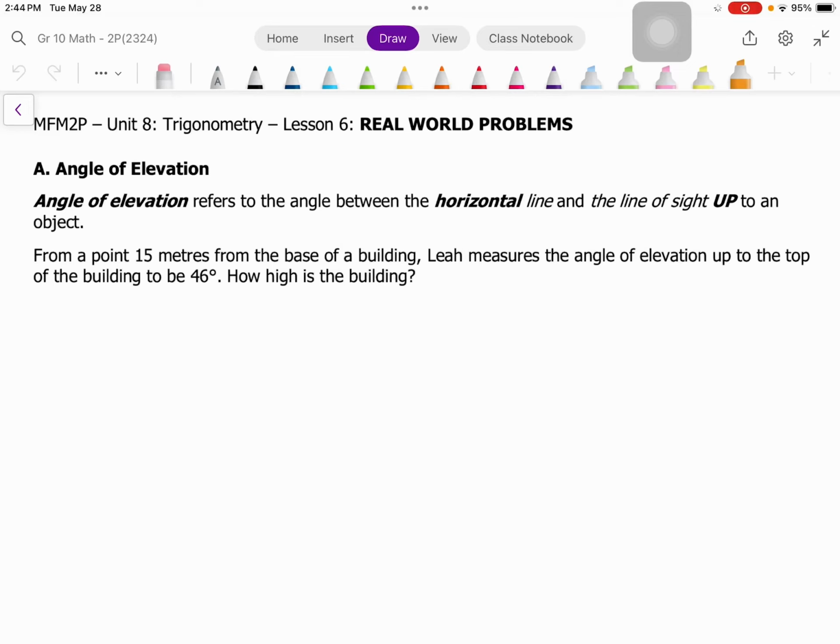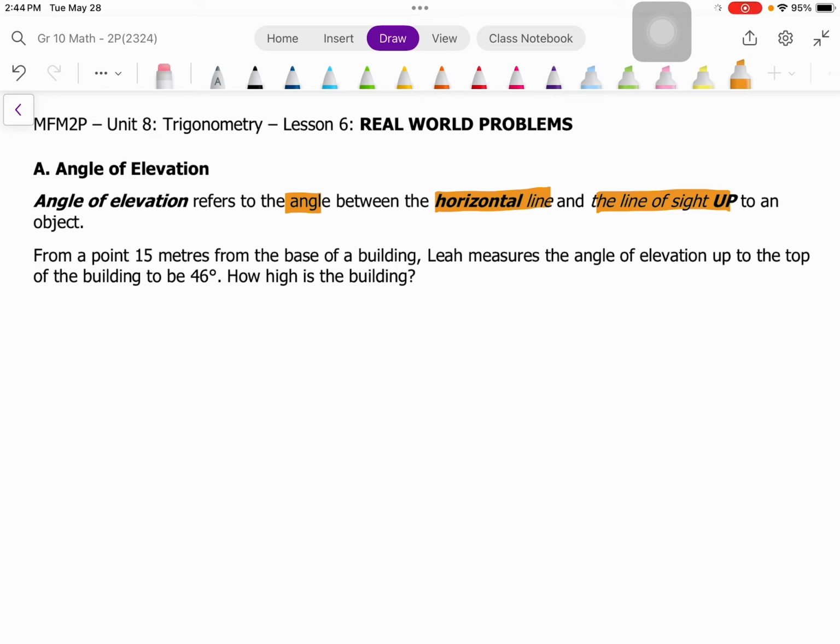In this lesson, we're going to use primary trig ratios to solve real-world problems. So there's two different types of word problems we're going to look at. Angle of elevation, and this refers to an angle that is made between a horizontal line that is drawn and the line of sight up to an object. So let's take a look at an example of what this is going to look like.